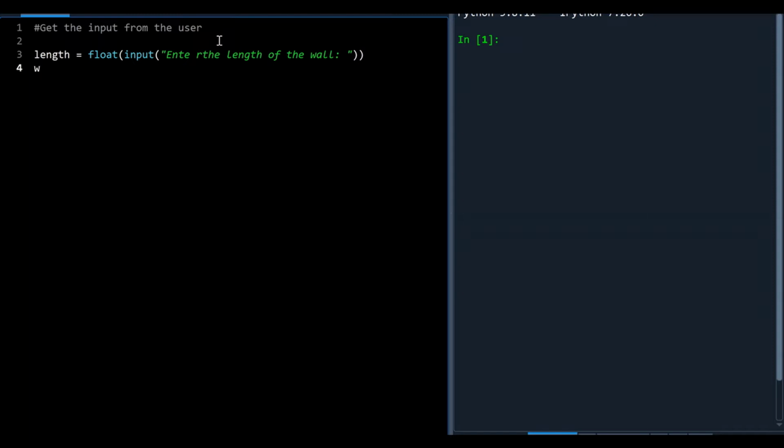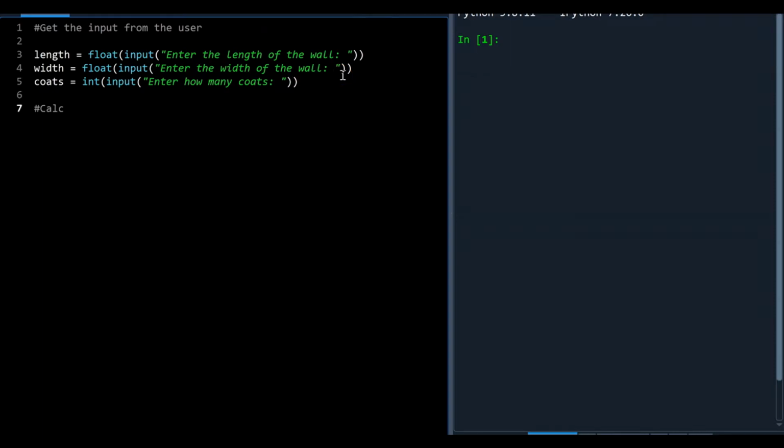And we need the width, which is also a floating point value. And we need the number of coats of paint, and that was going to be an integer. So enter how many coats. Okay, and we're just going to assume that the user is going to enter the proper type of value for our program.